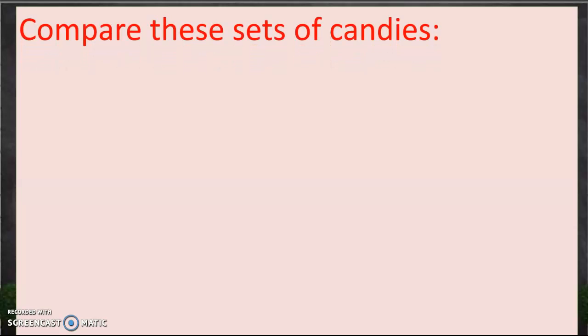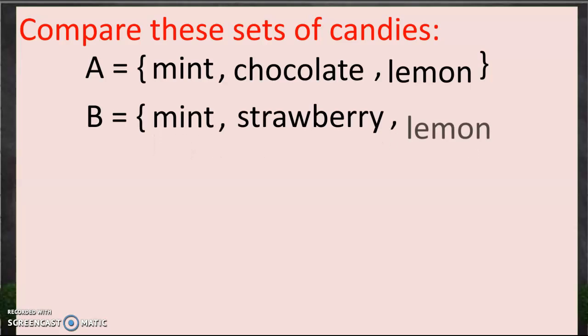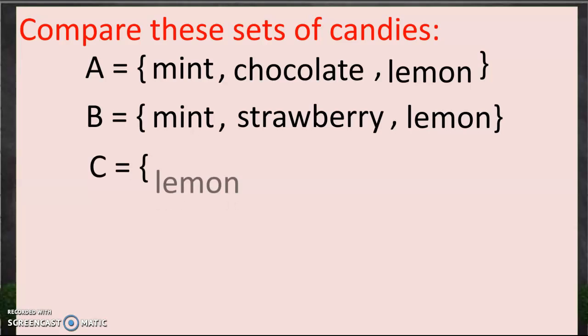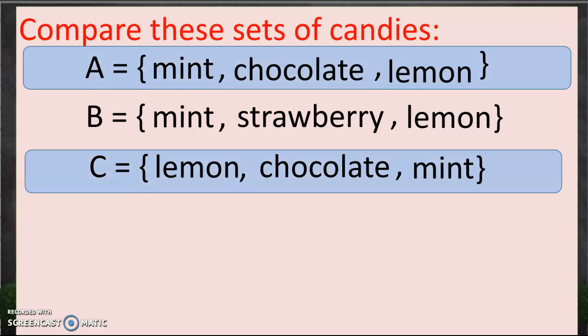So compare these sets of candies. You have set A: mint, chocolate, lemon. Set B: mint, strawberry, lemon. Set C is lemon, chocolate, mint. So, let us compare sets A and C.